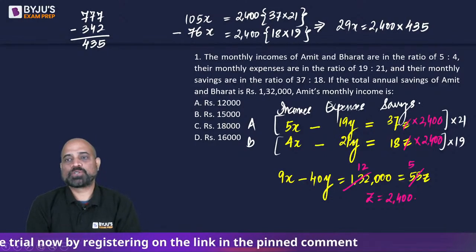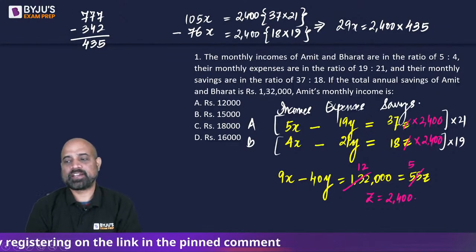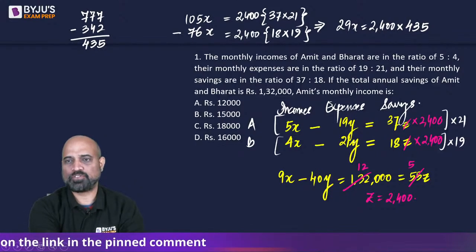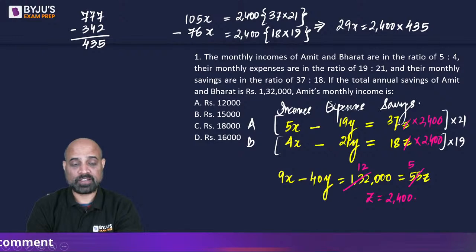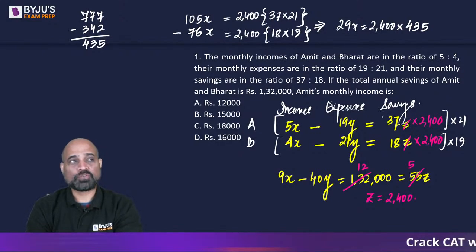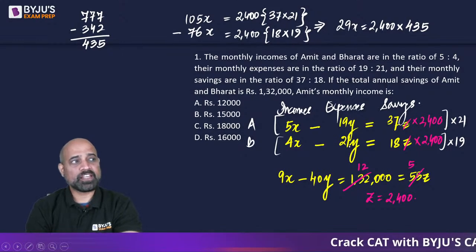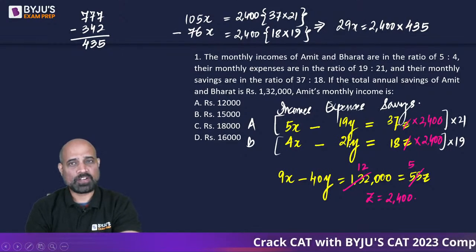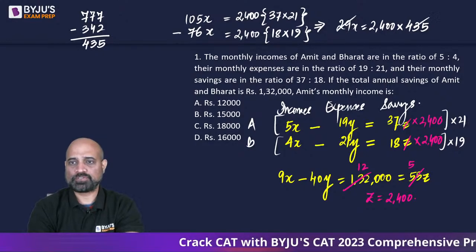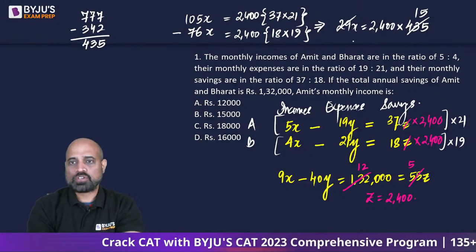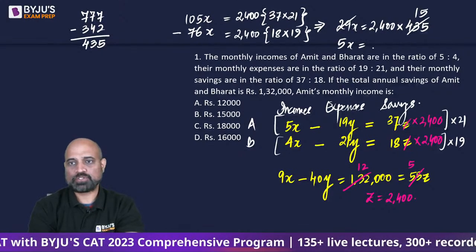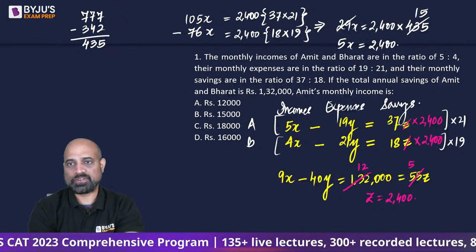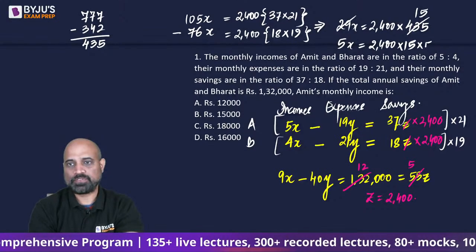Okay, so 29 is what we need. 435 is going to be divisible by 29. This is calculative, right? We will have this as 290 plus 145, which is 435. So this will go 15 times. So we'll get x is equal to this much. So 5x is going to be 2400 into 15 into 5.